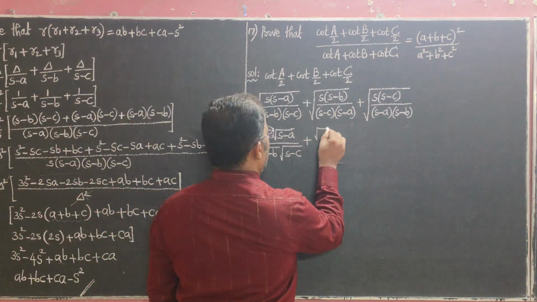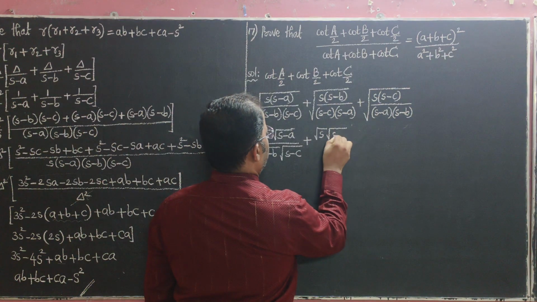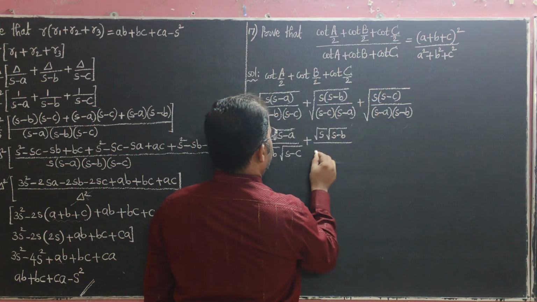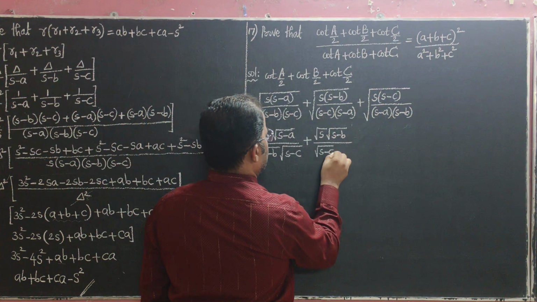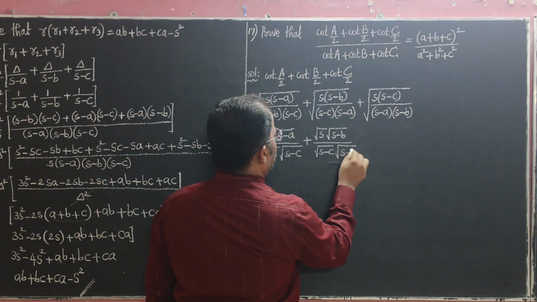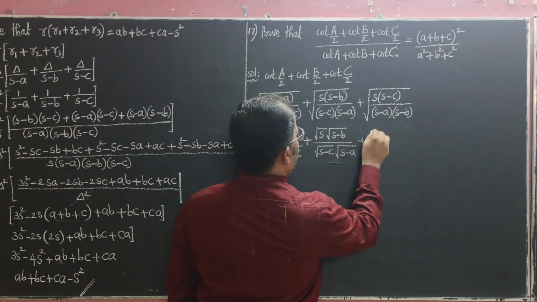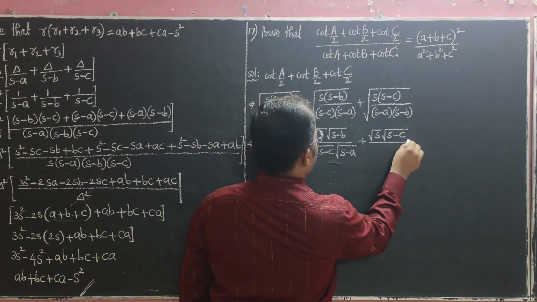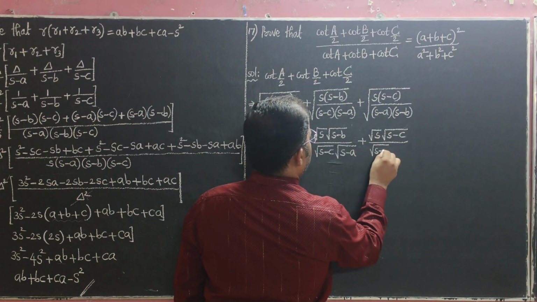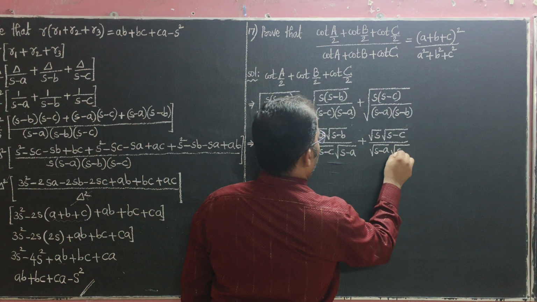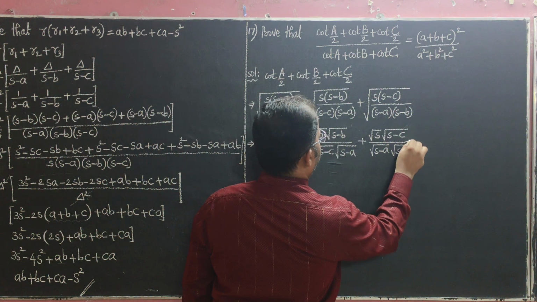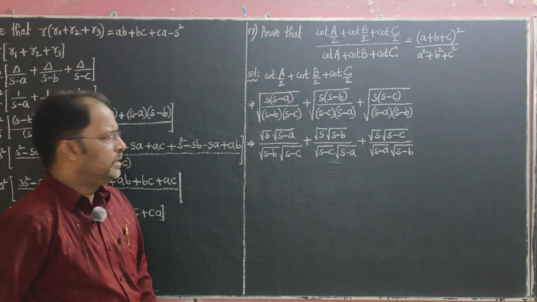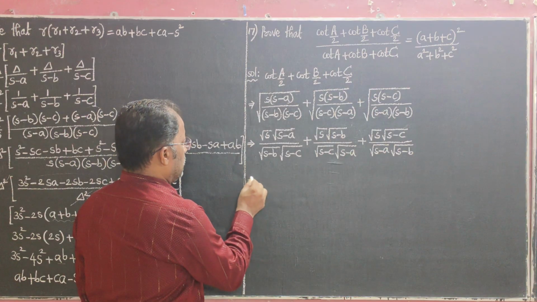Okay, so square root s and square root of s minus b by square root s minus c and square root s minus a, plus square root of s and square root of s minus c by square root of s minus a and square root of s minus b. Clear? Okay, right. So see the denominator.